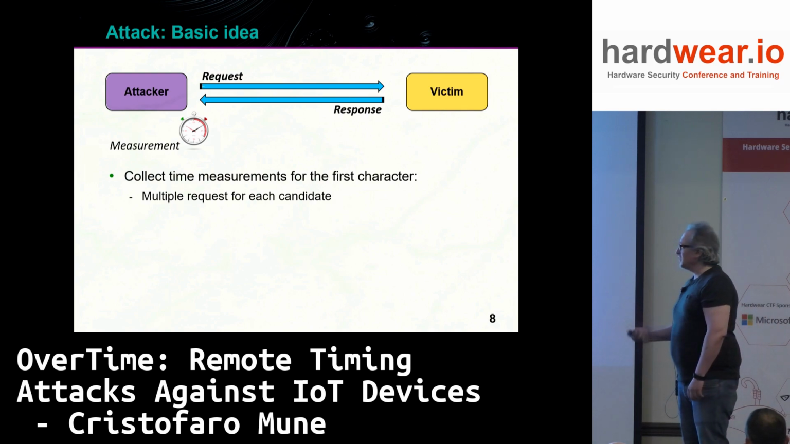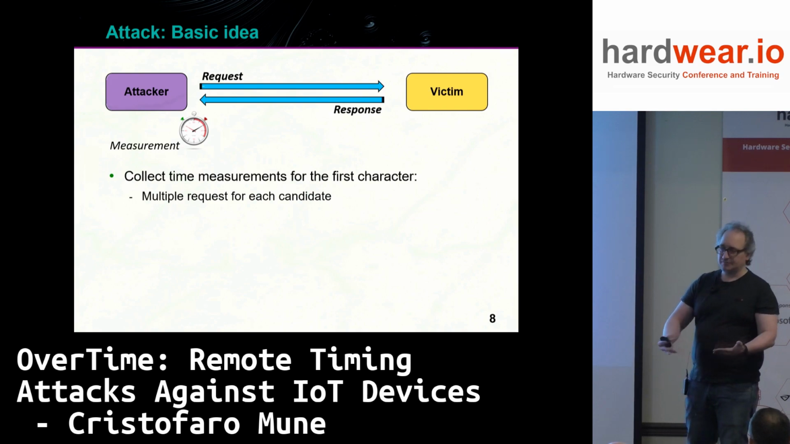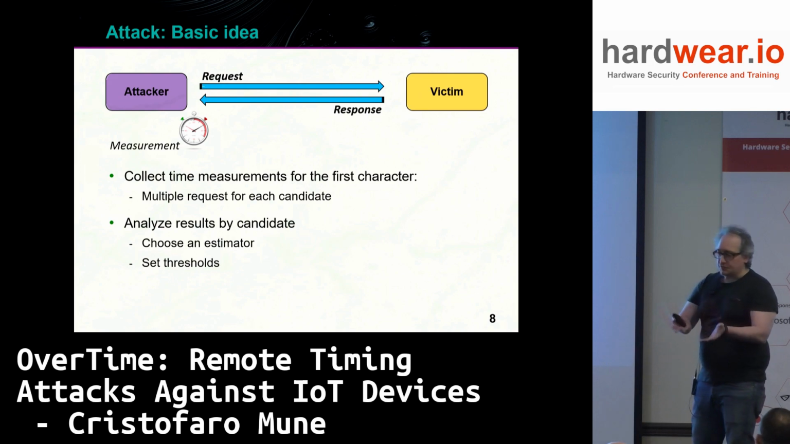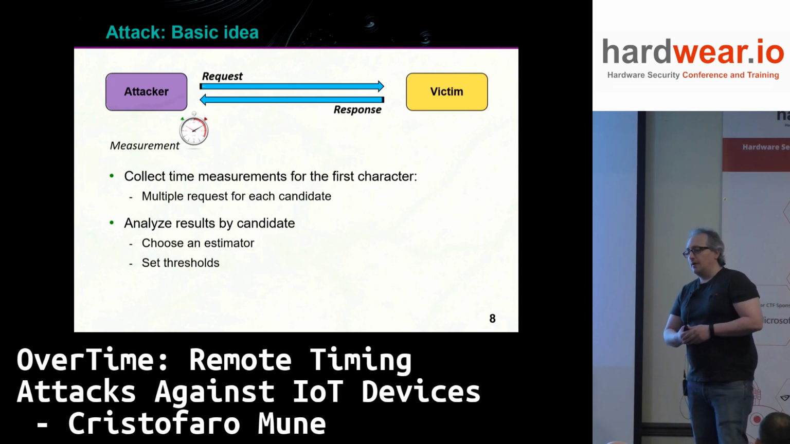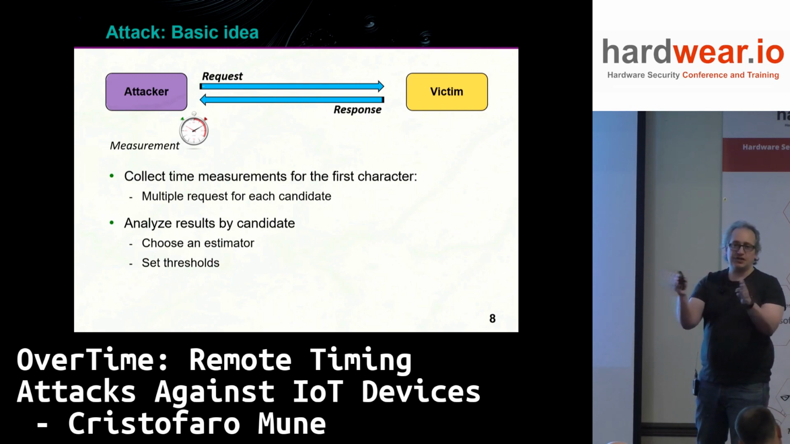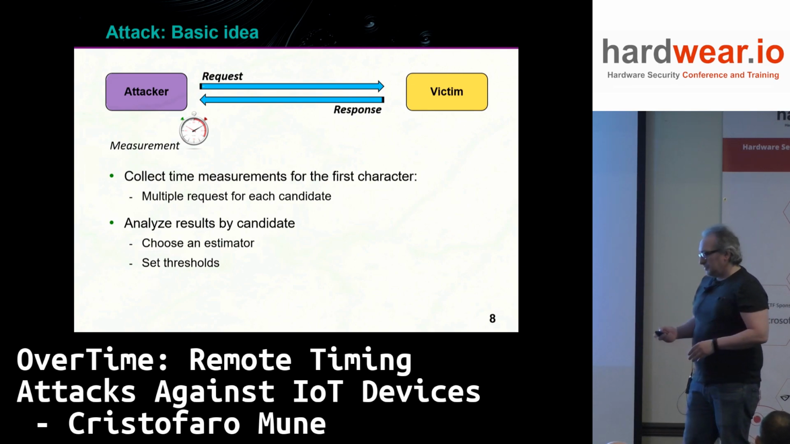So you need to collect time measurements for the first character. You need to collect multiple requests for each candidate. That's obvious. Then you need to group the requests, choose an estimator and set the threshold. For example, I'm computing the average of this population, and I say that 2 characters are distinguished when they differ by 10 microseconds. I've set an estimator, the average, and I've set a difference for the threshold. This is a general process.